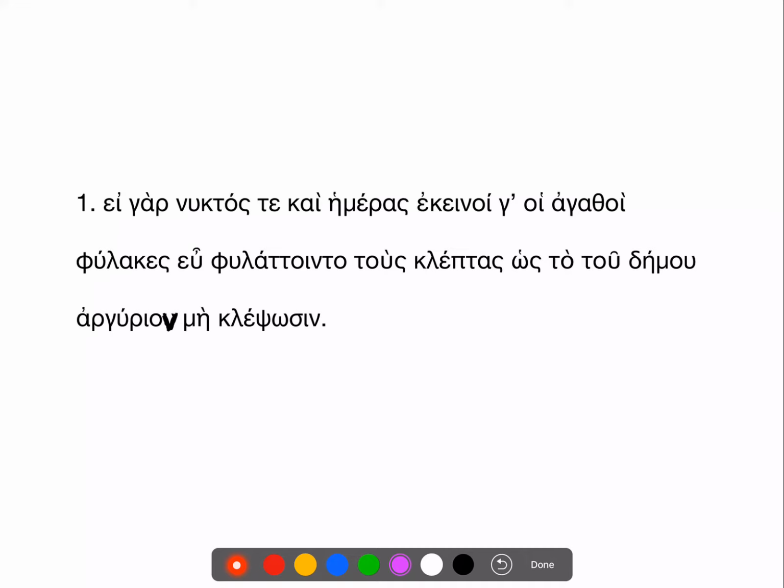So look, how would I approach this? So here's ei plus, where's our verb? Phulattointa. Oh, it's ei gar. So it's an optative of wish. Ei gar phulattointa. Optative of wish. And notice it's a present optative, so it's going to have progressive or repeated aspect. And then nuktos te kai hemeras. Okay, we're going to take those together.